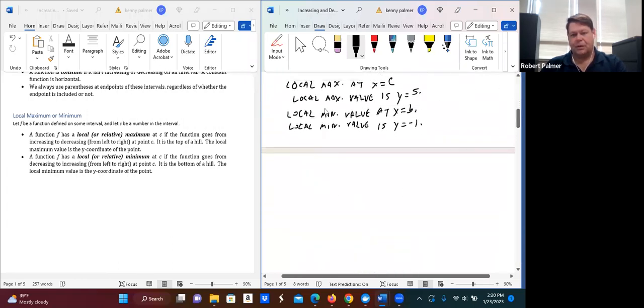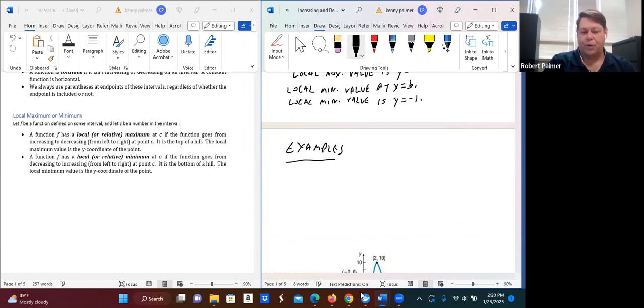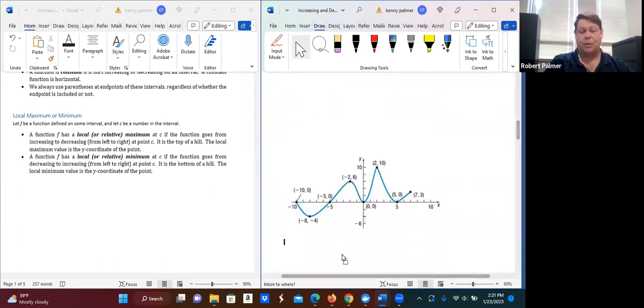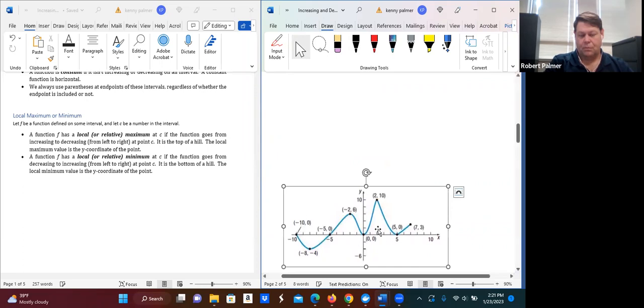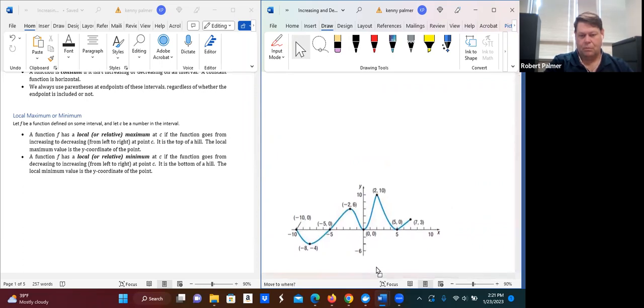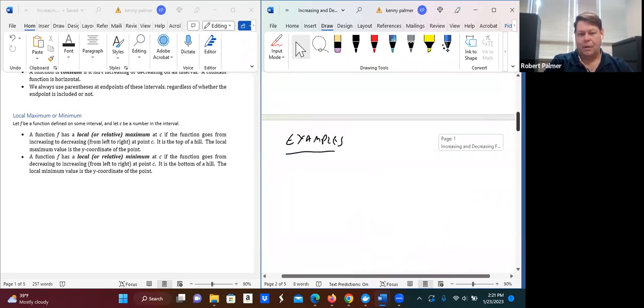Let's come down to, did I number these? Okay, let's just call this examples. And actually, I have a graph we're going to use. We'll move this down for right now. We're not quite ready for it. We'll look at this one in just a moment. Okay, let's go back up here.